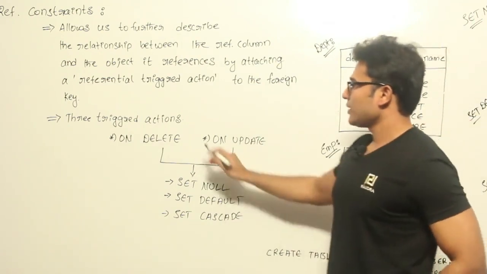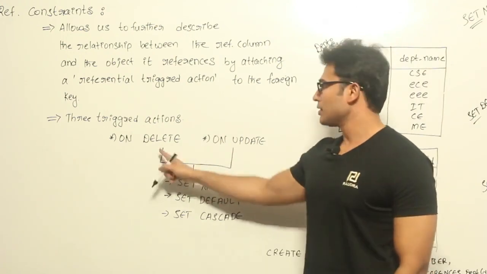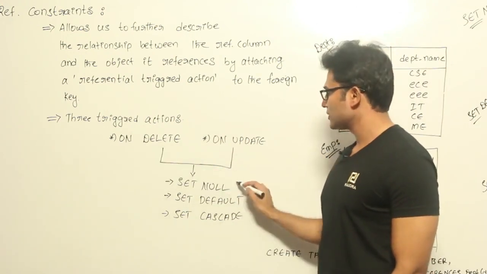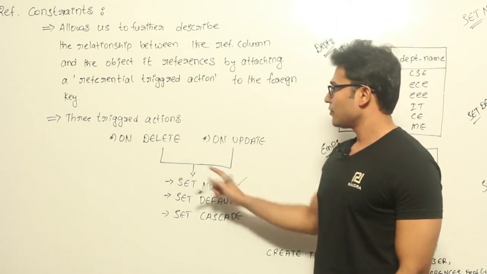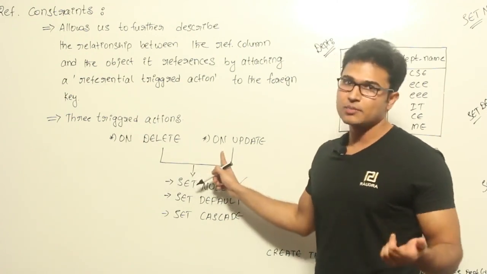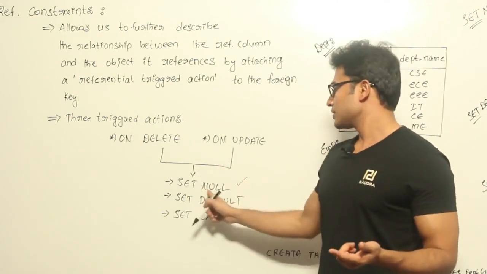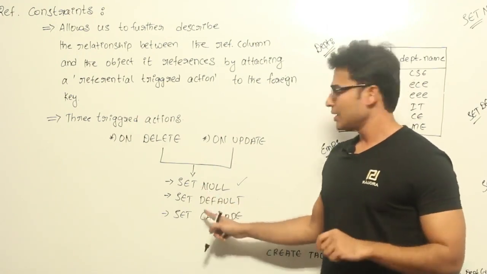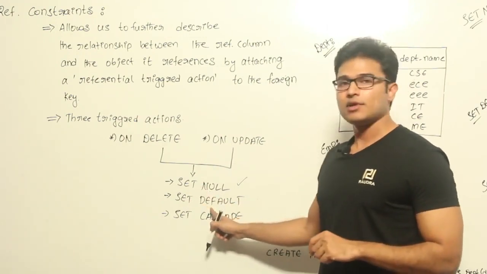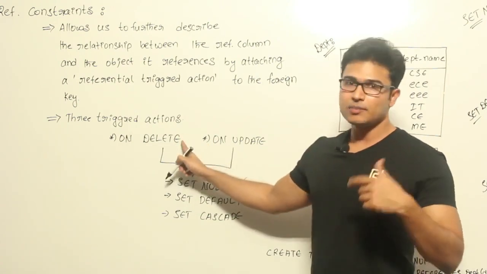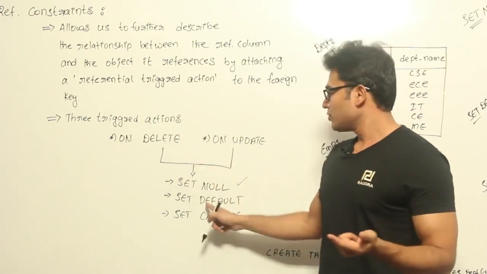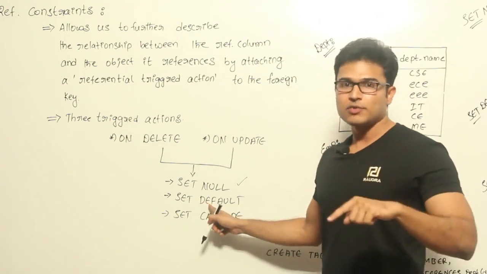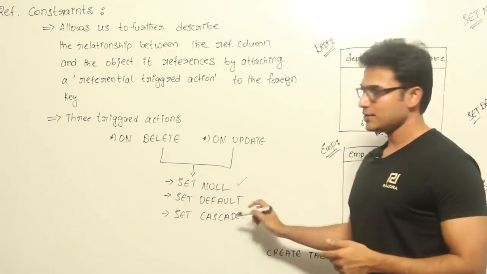There are actually three actions that can be done, either on delete or on update. So one action is set null. Set null means whenever you update or delete some, let's say, department number, you set that particular department in the employee table to null, that is called set null. And the other one is set default. Set default means whenever you change something in the department table, you replace that value in the employee table by a default value, that is called set default.